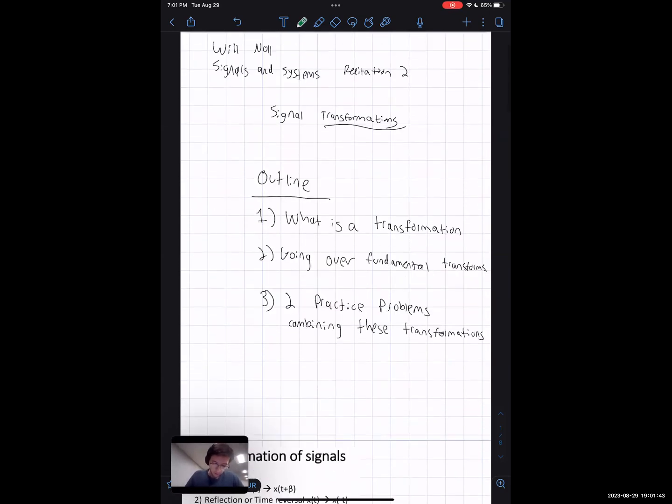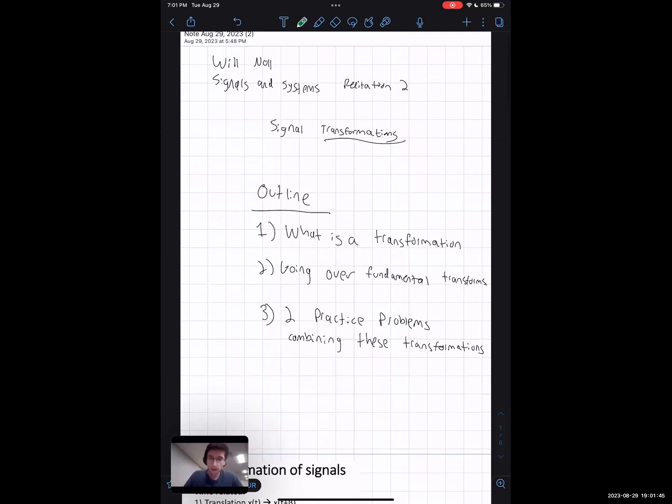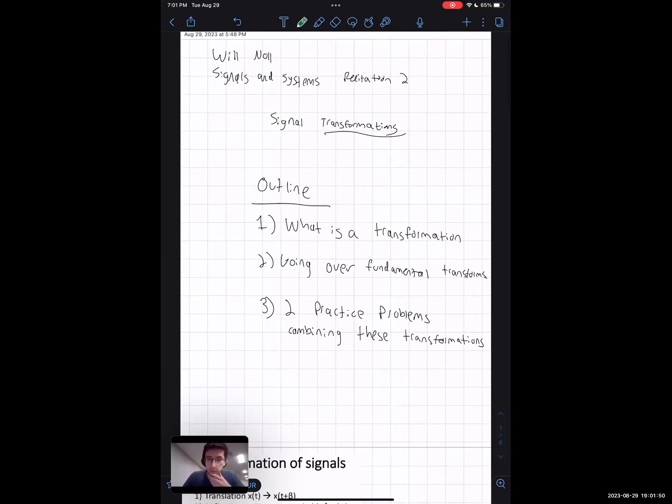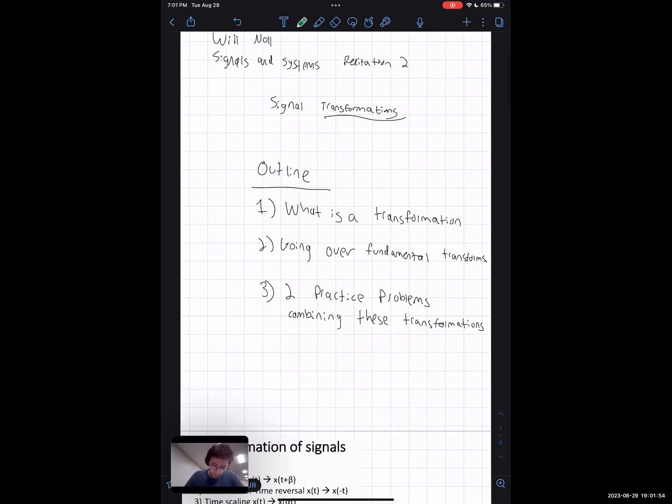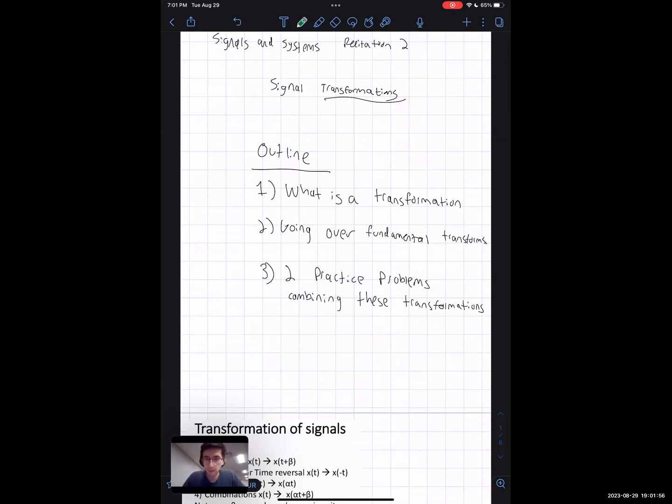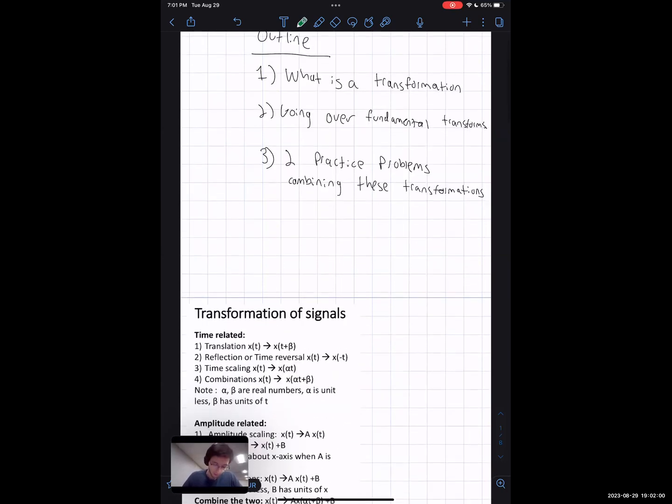Okay, so I'm going to start off with an outline. We're doing signal transformation. We're going to go over quickly what a transformation is, the fundamental time domain transformations, and some step-by-step examples. We'll start with examples one by one, and then go into some practice problems.